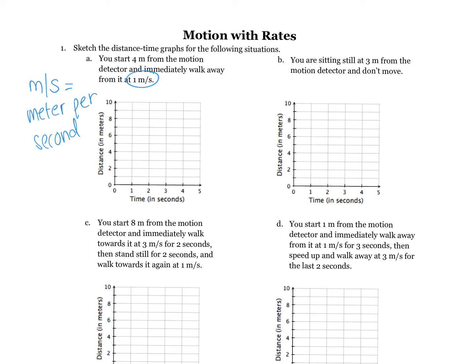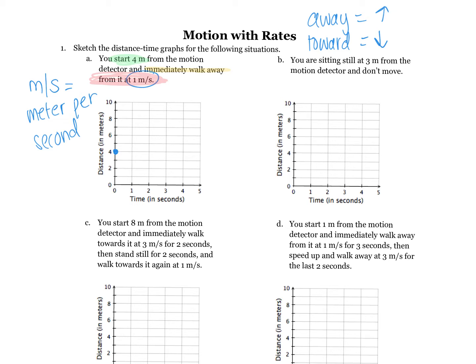So the first thing we know is that we are starting 4 meters from the motion detector. So I'm going to draw my dot at 4 because we're 4 meters away. The second thing I need to realize here is that I am walking away. Okay, so remember, when we walk away, our graph is up, and when we walk toward, my graph goes down. Okay, so I know that my graph is going to be moving upward, and it is telling me that, I'm going to highlight this, we are moving 1 meter every 1 second.